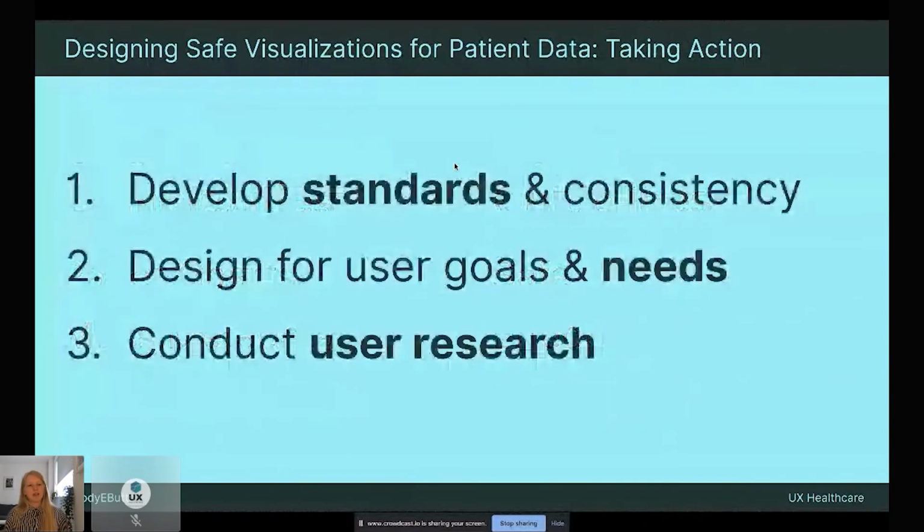So a few concrete steps that I would recommend are that within your organization, you develop standards and consistency for anyone who's creating any type of visualization or dashboard. Of course, make sure that you're always designing for user goals and needs. Again, I often see just so much data because maybe a doctor's saying, I need to see everything, but actually understanding what they need at the right time in their clinical workflow is so important. And of course, conducting user research to test and validate what you've done and make sure that it's meeting the user's needs and doing that in a safe and effective and accessible way.